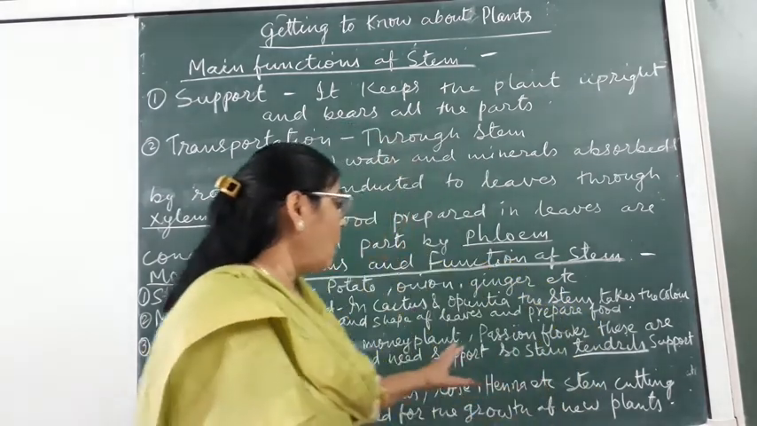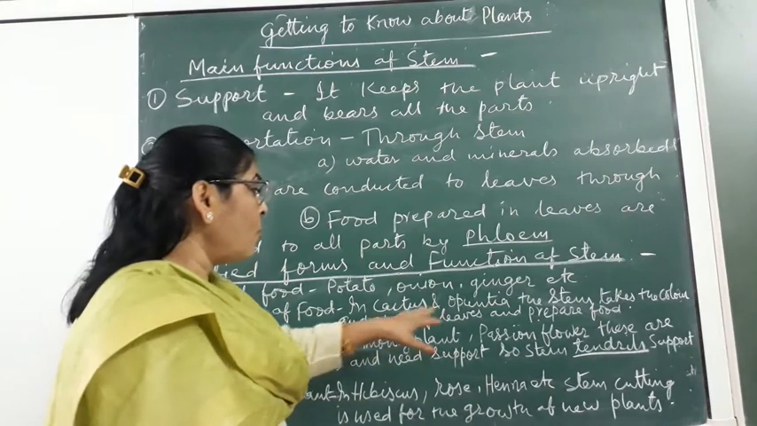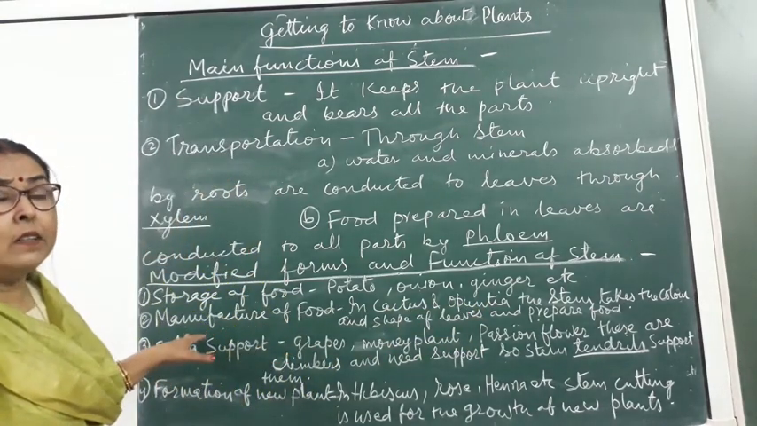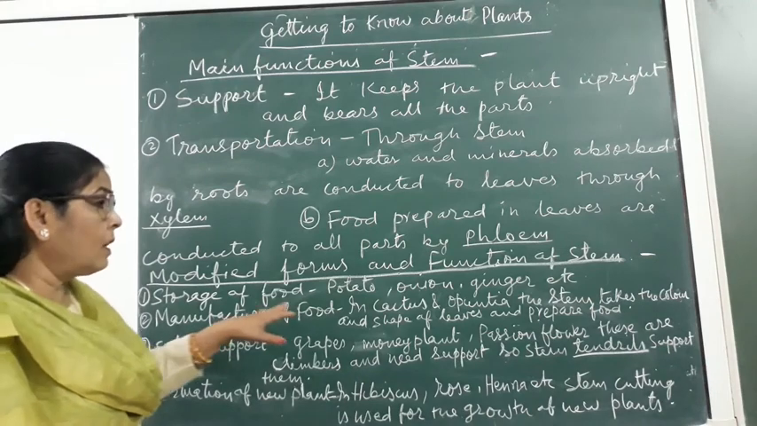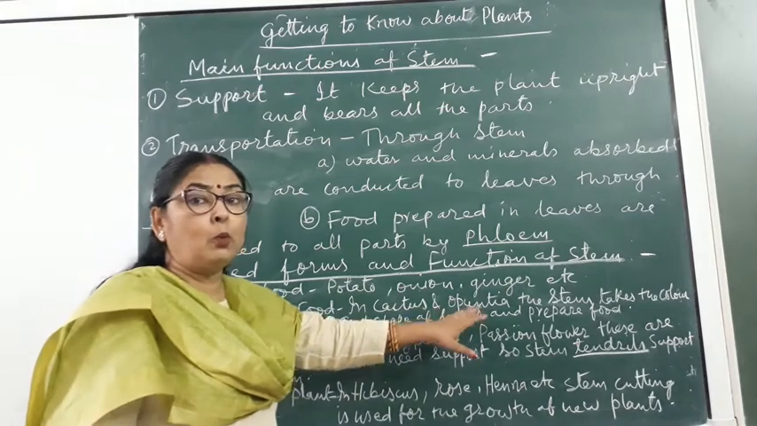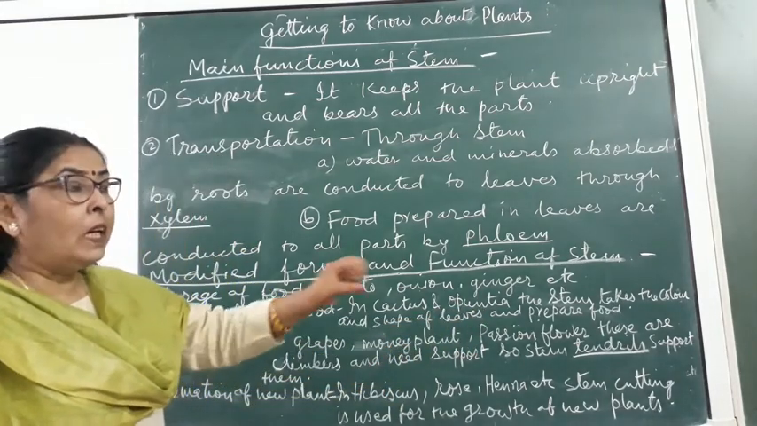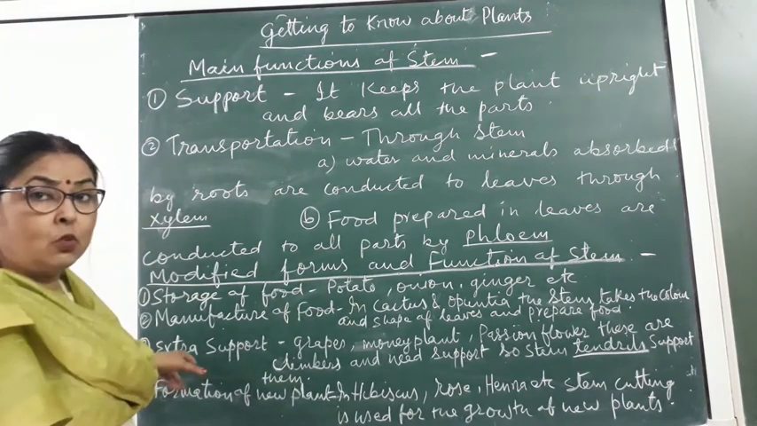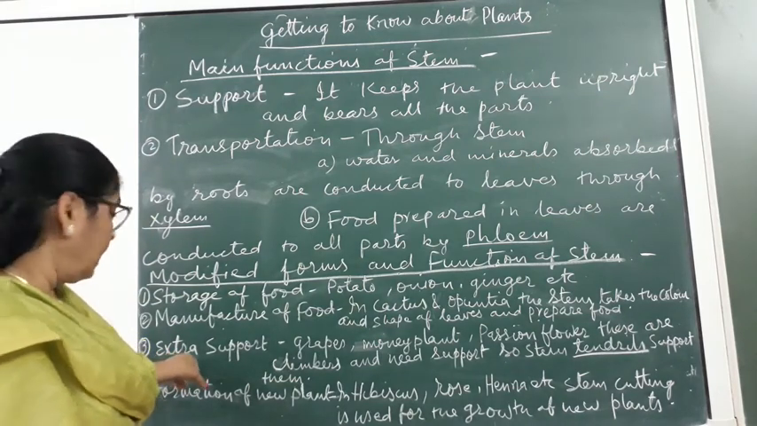This type of stems perform photosynthesis. So the second function of modified form is the manufacture of food, which is found in cactus and opuntia. Both are the same; prickly pear is called opuntia. नागफनी जिसको बोलते हैं उसको opuntia भी बोलते हैं.